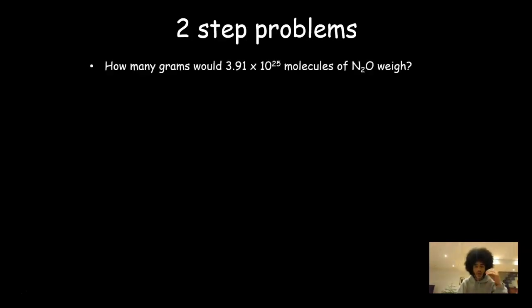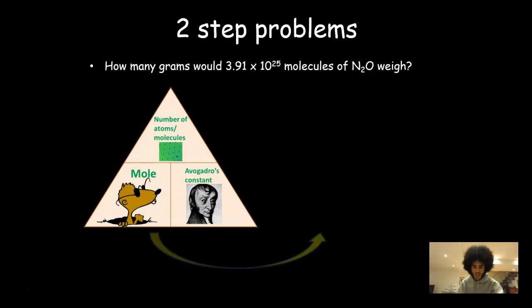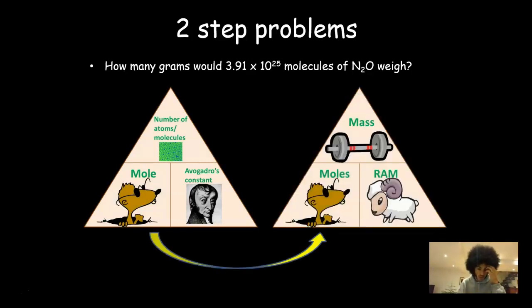So, for example, you might be asked, how many grams would 3.91 times 10 to the 25 molecules of N2O weigh? Now, some of you might get really stuck by this, wondering where to go. To solve these problems, you have to remember that both equation triangles have moles. Ultimately, for this question, you are starting with this information and you want to end up with this information. So they're on different equation triangles. So it's a 2-step problem.